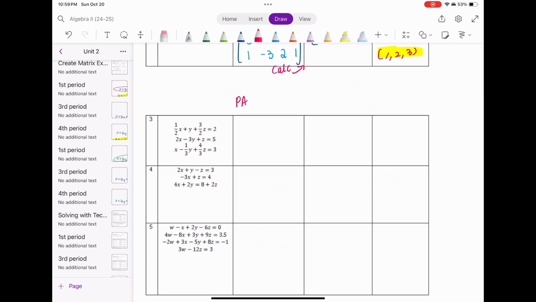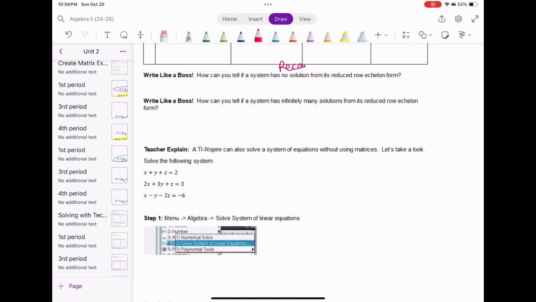For the rest of the problems, you can pause the video, continue on your own, and then check your work. Again, the exemplar is in Schoology, and then you can come back here to continue with the worksheet. So now for a recap, let's write like a boss. How can you tell if a system has no solution? And then how can you tell if a system has infinite solutions from a RREF matrix?